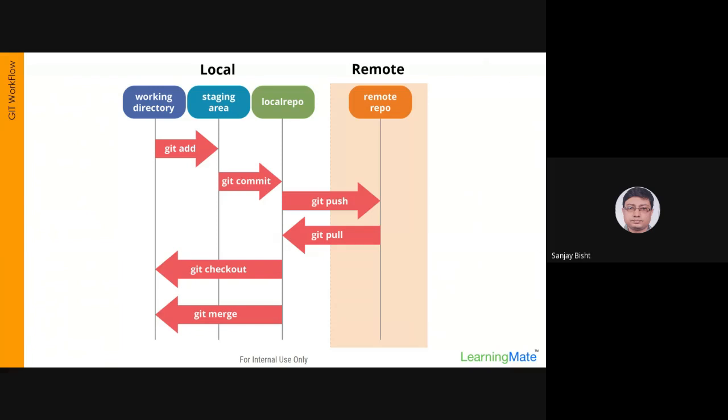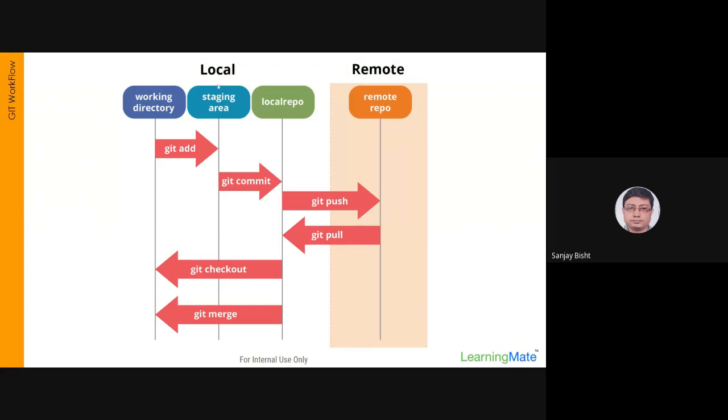Okay, so basically let's see how the complete Git workflow goes. So we have a remote repository. Before starting to work, we will take a pull from the remote repository. When we say pull, all the code from the remote repository will come to our local repository. And then we will start working on it.